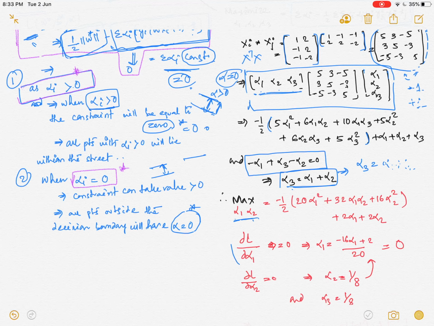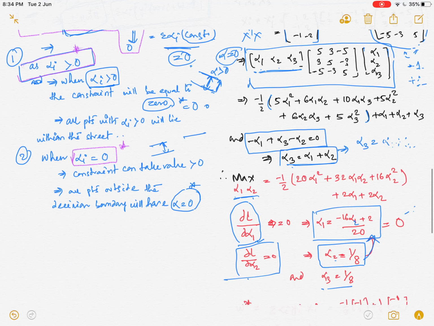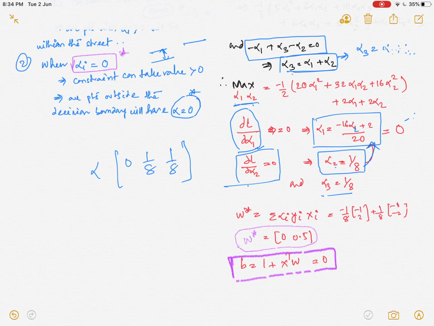Now we take the differentiation of this Lagrangian with respect to alpha 1. We get alpha 1 is equal to alpha 2. Now we take the differentiation with respect to alpha 2. We will have alpha 2 is equal to 1 by 8. We substitute this value in alpha 1 and we get alpha 1 equal to 0 and alpha 3 equal to 1 by 8. So our alphas are equal to 0, 1 by 8, 1 by 8. Now we substitute these into the other equations. We will get W star equal to 0, 0.5 and B equal to 0.